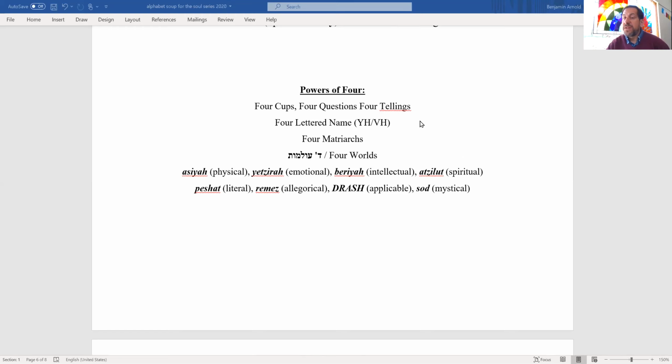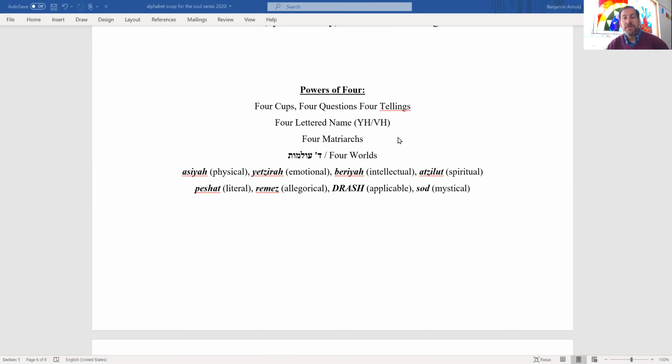There's the 4-lettered name for God, right? Yud He Vav He, which we pronounce as Adonai, which also has 4 letters, which is the unpronounceable name, right? We don't say that name, and Adonai shows up at these periods of transition in human history and evolution. The transition from slavery to freedom sort of begins when God appears to Moses at the burning bush and reveals this 4-letter name for God.